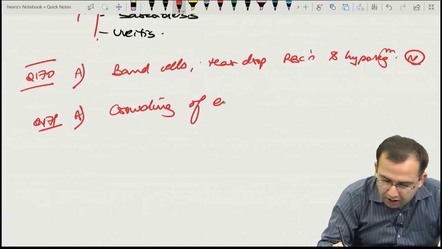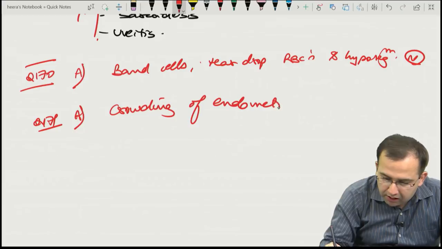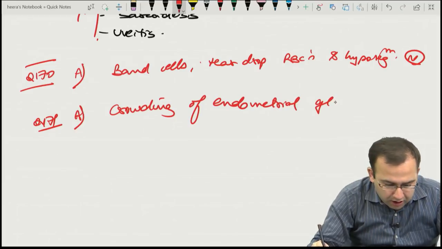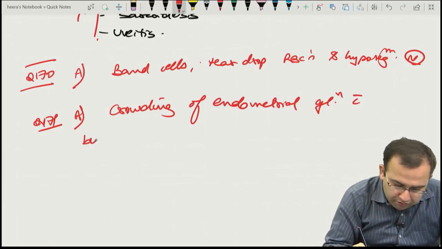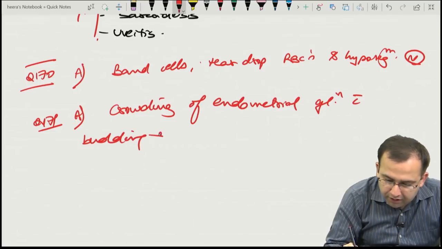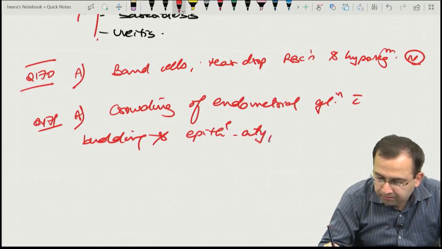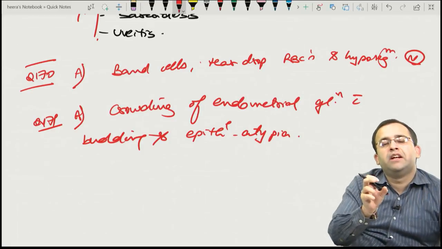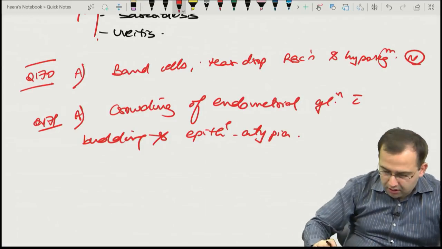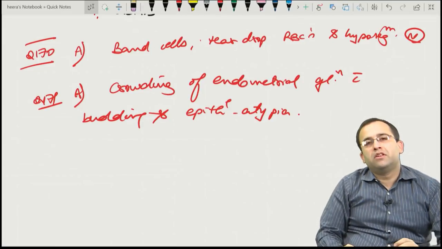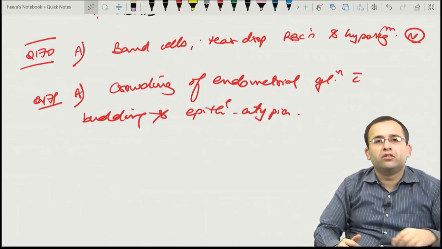That is crowding of endometrial glands with budding and epithelial atypia. This is atypical hyperplasia. Done. So this takes care of the pathology discussion of Grand Test 171.